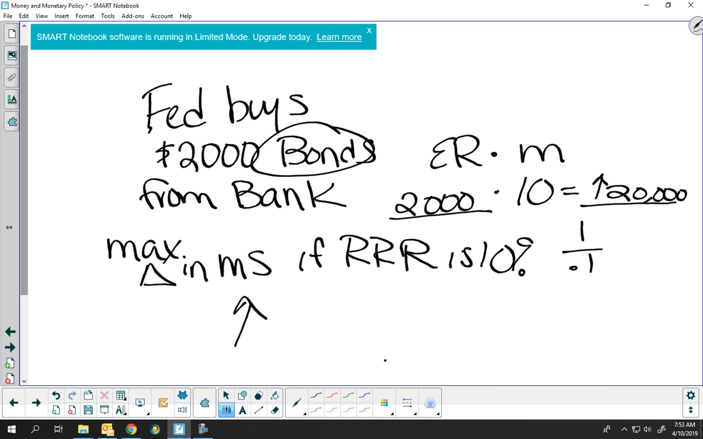So that would be a $20,000 money creation? Yes, creation, not destruction. If the Fed sells bonds for the same amount, it would be destruction, because that would be contractionary and take the money out of the economy.